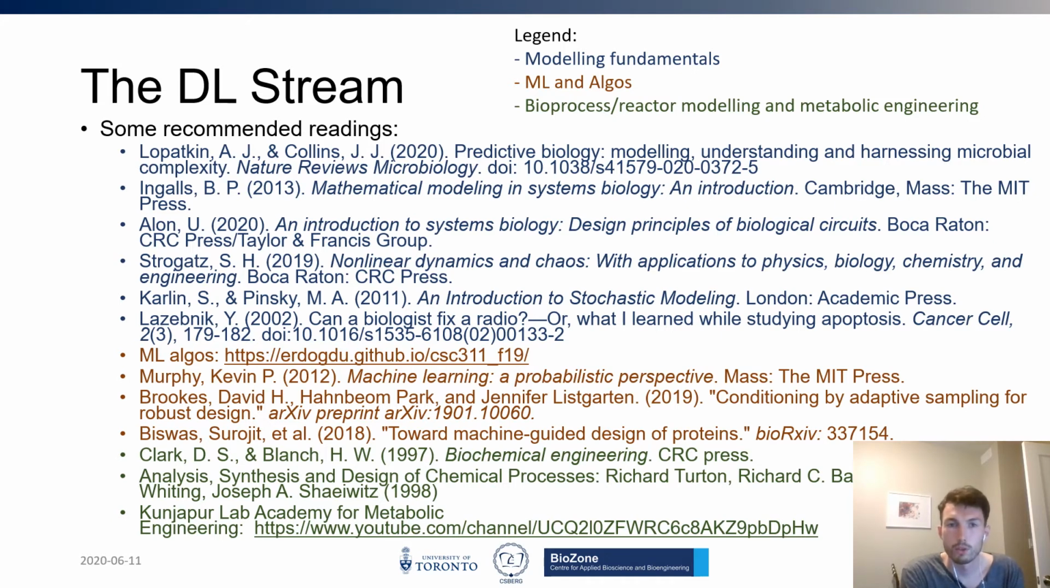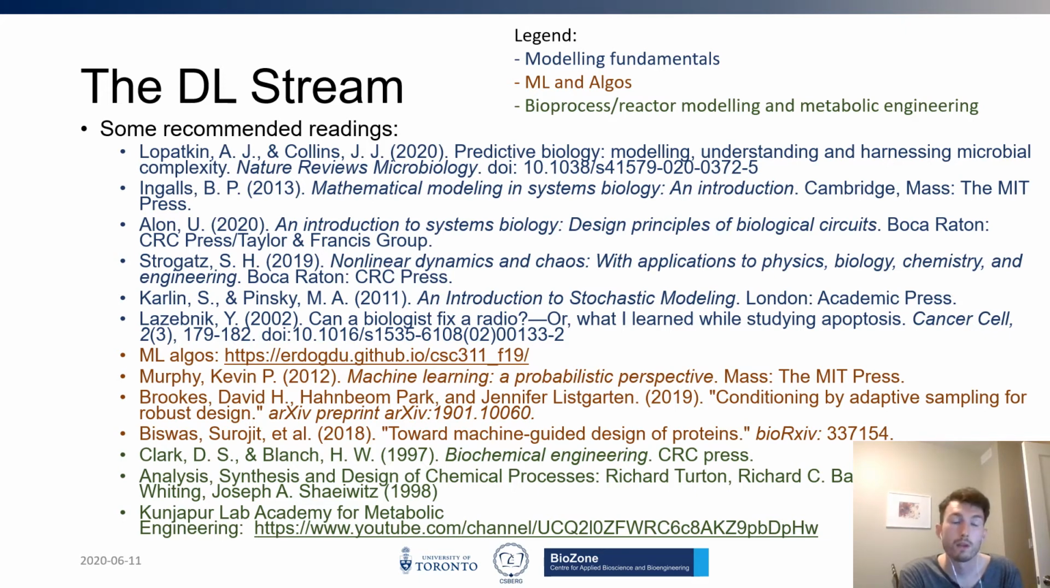The first one that I've included is Predictive Biology: Modeling, Understanding, and Harnessing Microbial Complexity, published in Nature Reviews Microbiology this year. I think it's a really great review for people coming from any degree of knowledge in mathematical modeling of biology. It does a great job of talking about the development of mathematical modeling in biology and progress over the past few years, but it also gives a really nice summary and definition and overview of different modeling concepts.